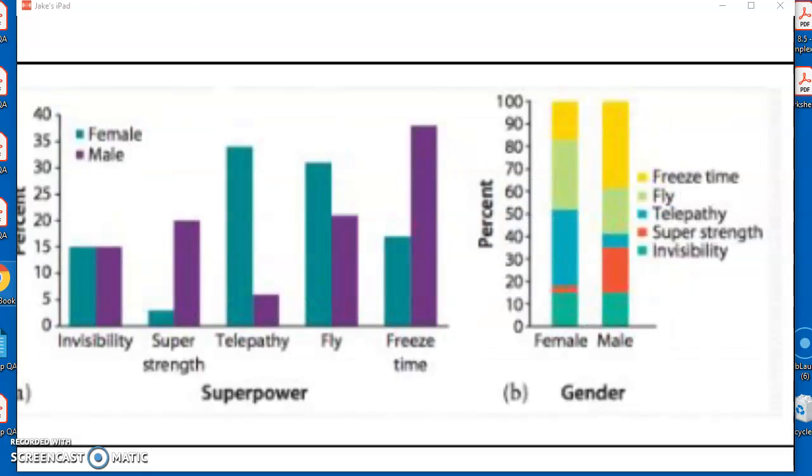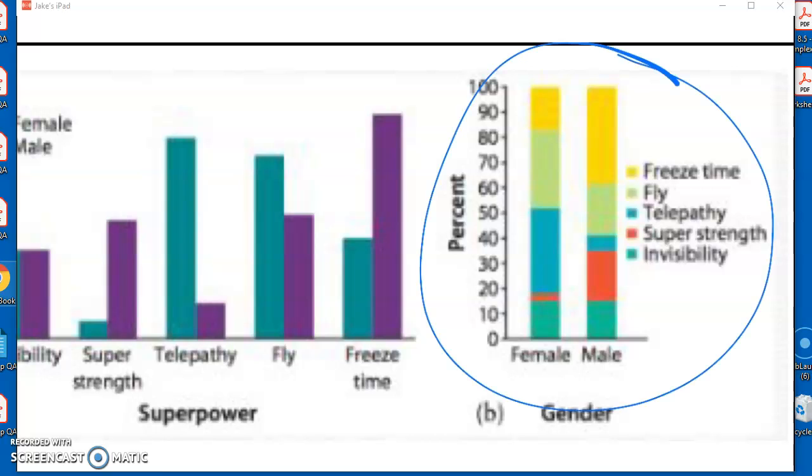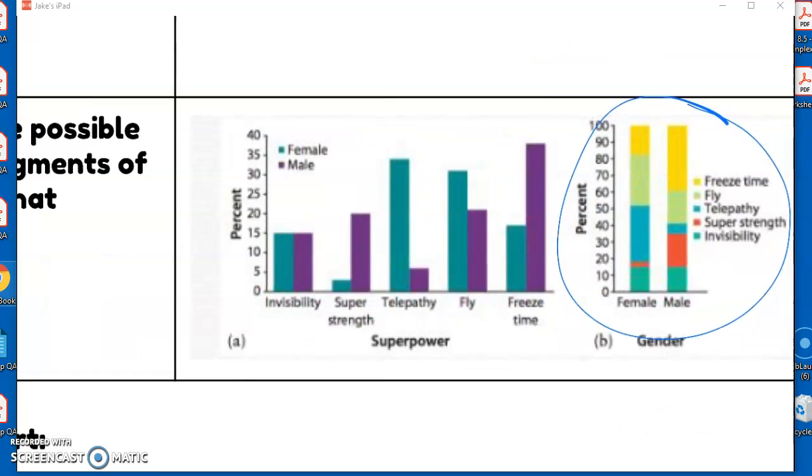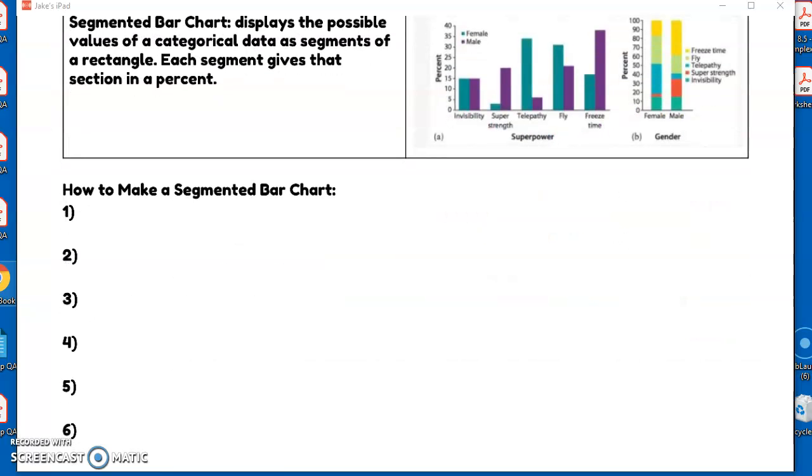It's easy to refer to. You can easily figure out by looking at just this segmented bar chart that, of those males, it looks like 40% prefer freezing time. Look at that, it's about 40%. That's how you interpret those segmented bar charts. Now we're going to move on to how to make a segmented bar chart.